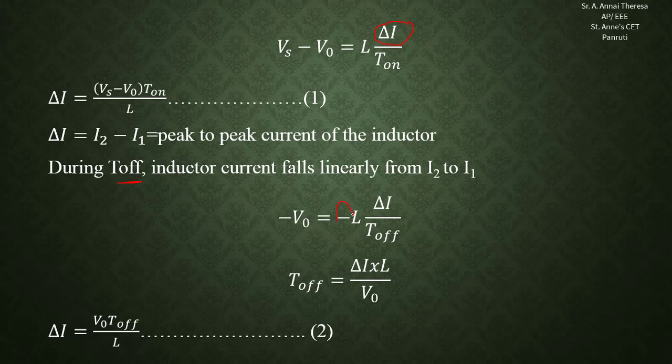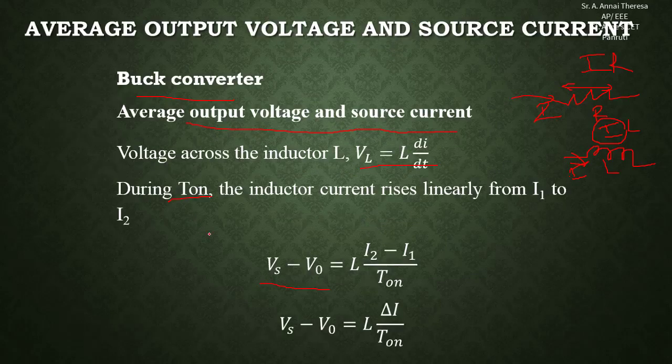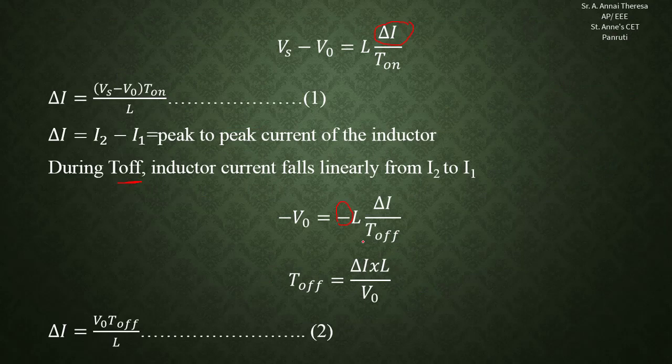Why the minus? During discharging, the current is discharging from I2 to I1, because of this we have written the minus. So minus V0 is equal to minus L delta I by dt, where the time here is the off time. In the previous case, the turn on time, dt was T on. Now it is turn off time, so we have written T off. From this we can find delta I.